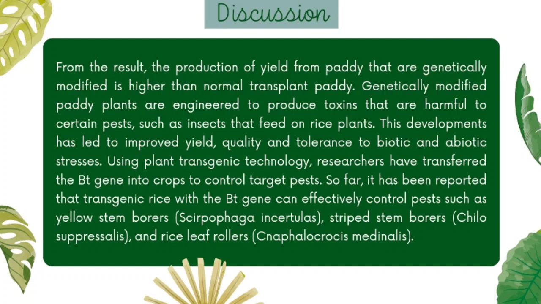Genetically modified paddy plants are engineered to produce toxins that are harmful to certain pests, such as insects that feed on the rice plants. These developments have led to improved yield, quality, and tolerance to biotic and abiotic stresses. Using plant transgenic technology, researchers have transferred the Bt gene into crops to control target pests. So far, it has been reported that transgenic rice with the Bt gene can effectively control pests such as yellow stem borers, striped stem borers, and rice leaf rollers.